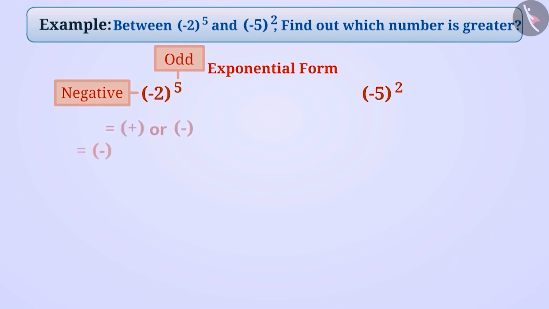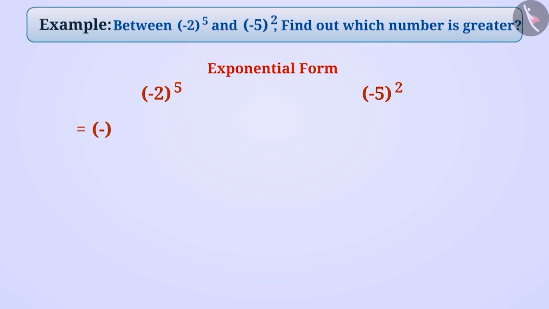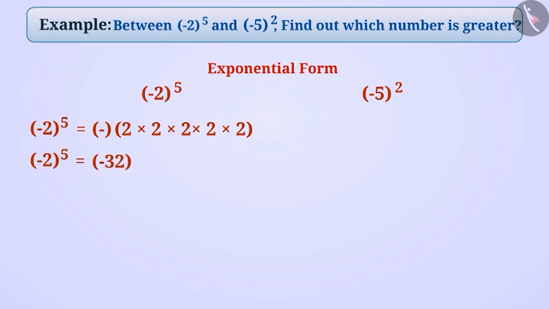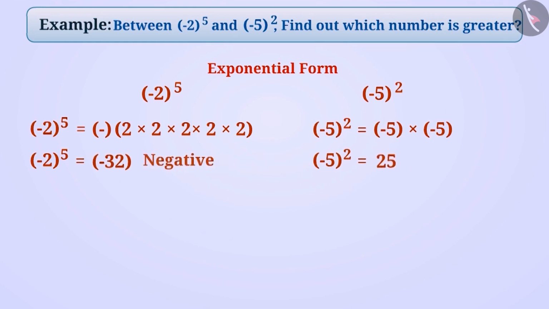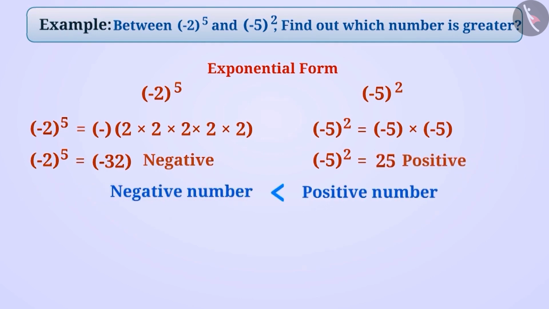Absolutely right. The result will be negative. We will multiply 2 five times to get the result. By doing this, we get -2 raised to the power of 5 is equal to -32. Similarly, we can write -5 raised to the power of 2 is equal to -5 multiplied by -5, which is equal to 25. Now we see that -32 is negative while 25 is positive. And since positive numbers are larger than negative numbers, 25 is greater than -32. Hence, -5 raised to the power of 2 is greater than -2 raised to the power of 5.